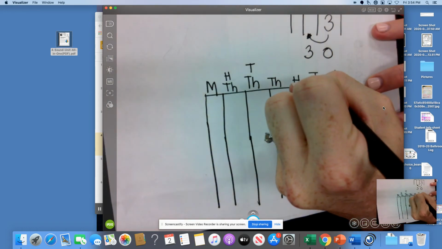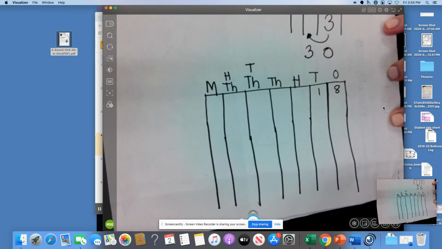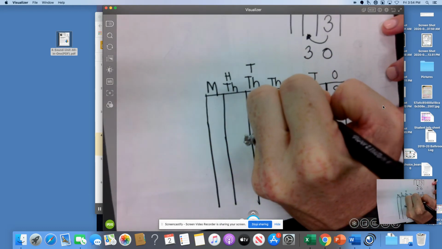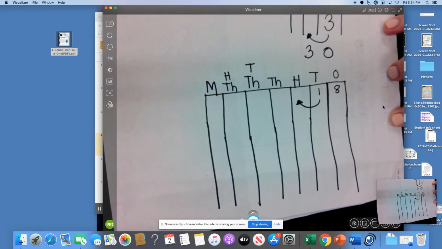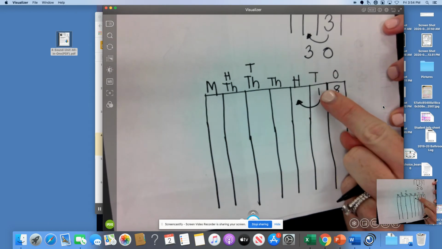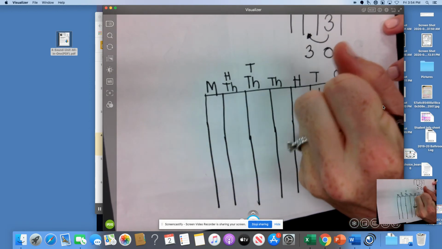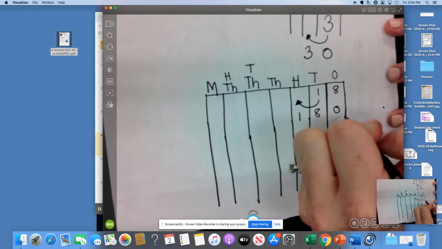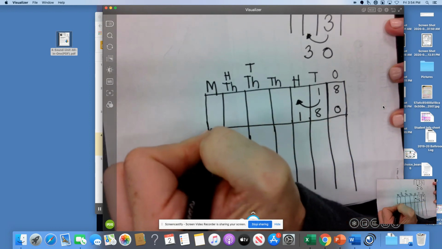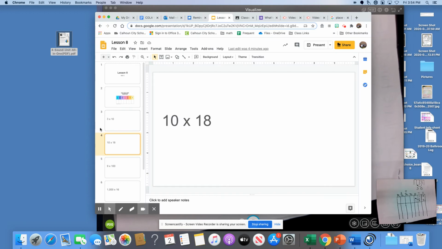So I place 18 in my place value chart. Times 10, everything shifts one time to the left because the hundreds place is 10 times greater than the tens place. So my 18 now transitions to 180. Did you get that for the next one? Great job.